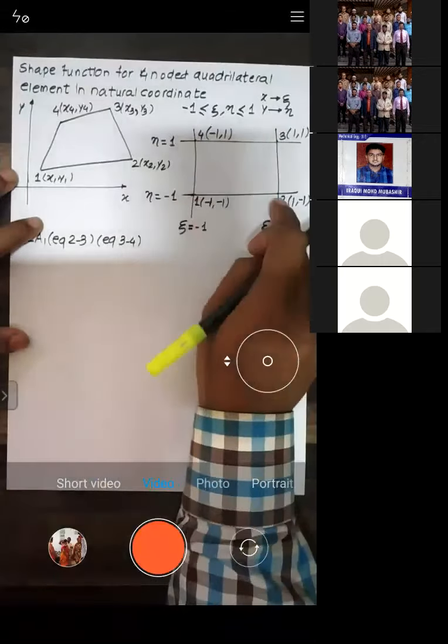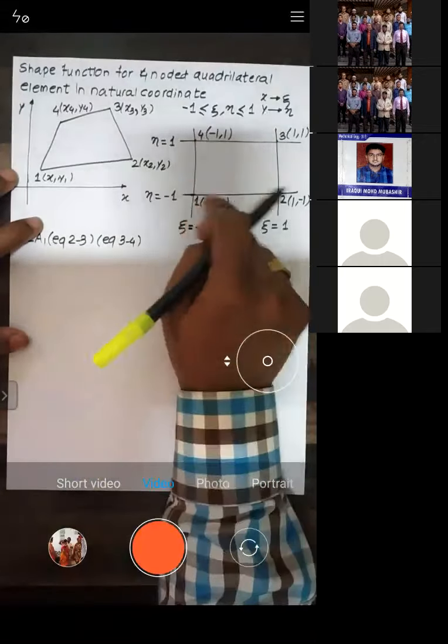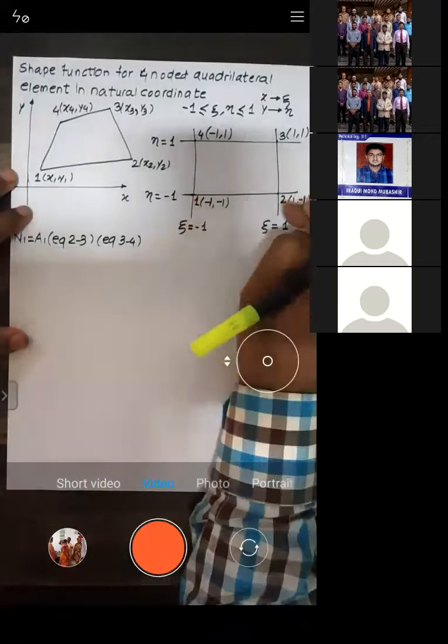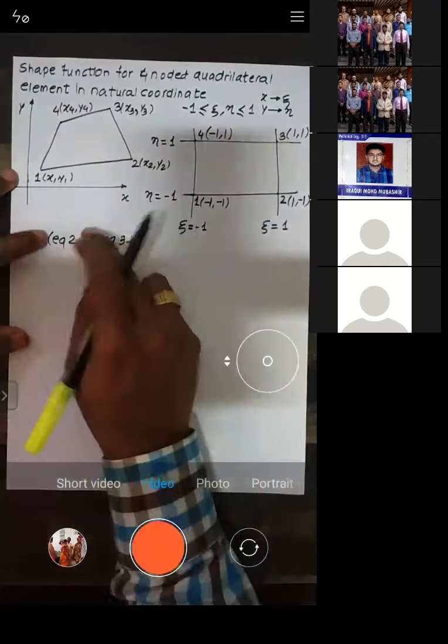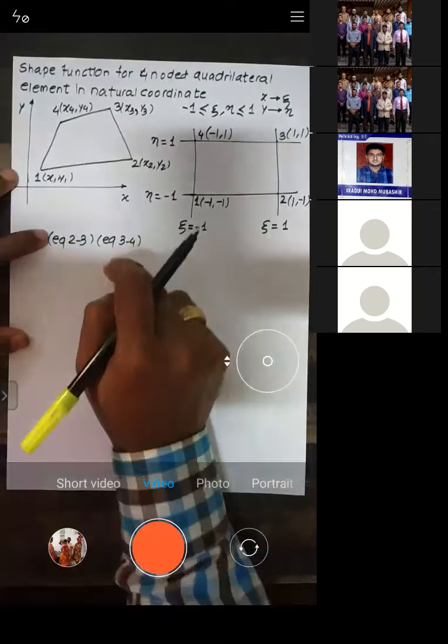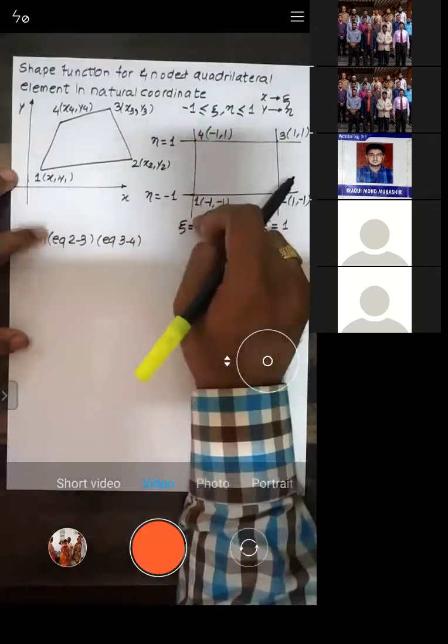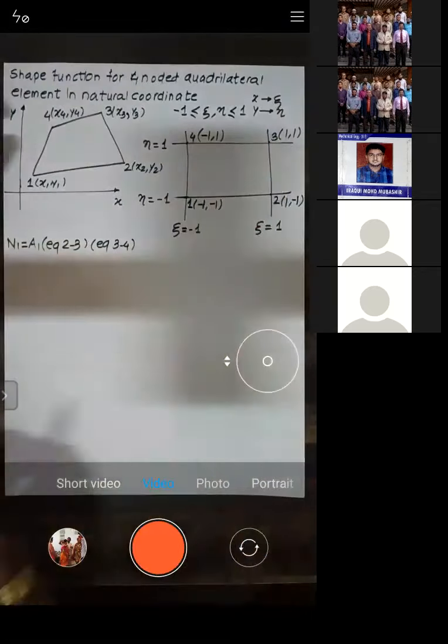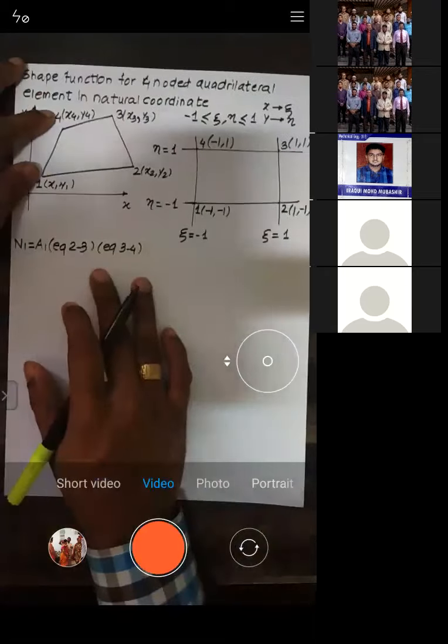If you see 1,2 and 1,4: 1,2 is going through node 1. 2,3 is not going, so that is written. 3,4 is again not going, so that is written. What about 4,1? It is again going through node 1. So is it okay with this?